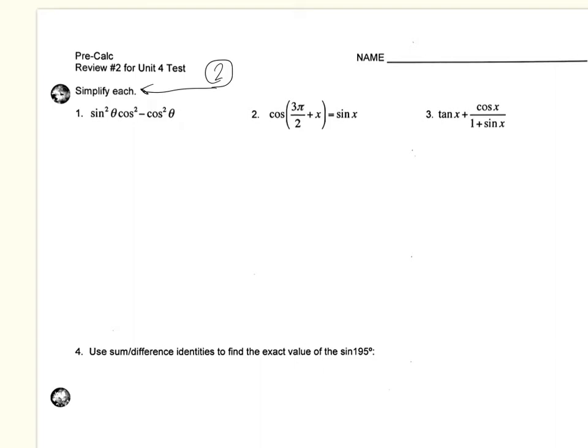Question number 1 has a common term, otherwise known as a GCF, otherwise known as cosine squared. So we're going to take that out. And what's left when you divide by cosine squared is sine squared theta minus 1.